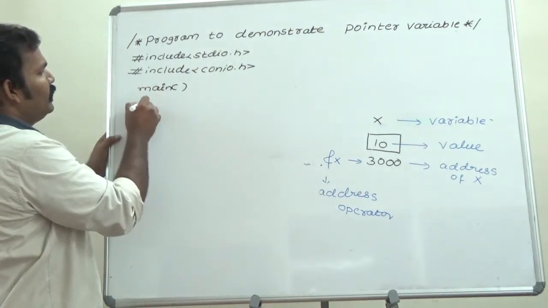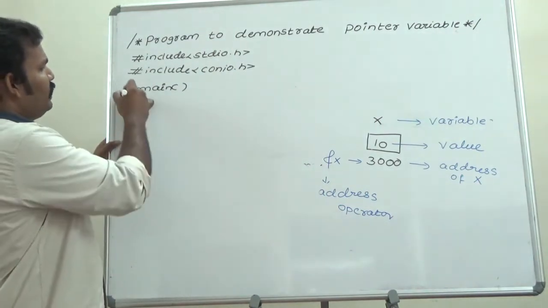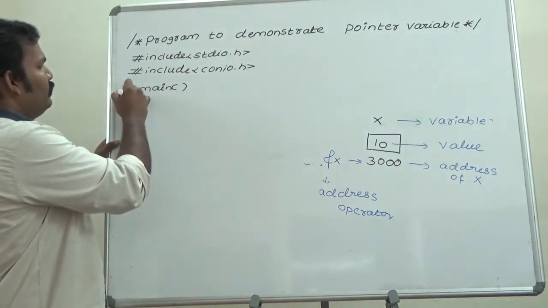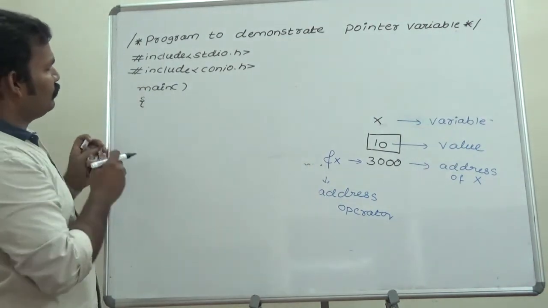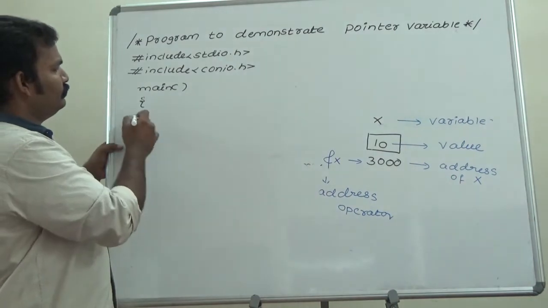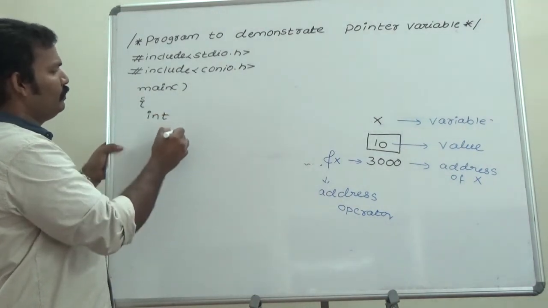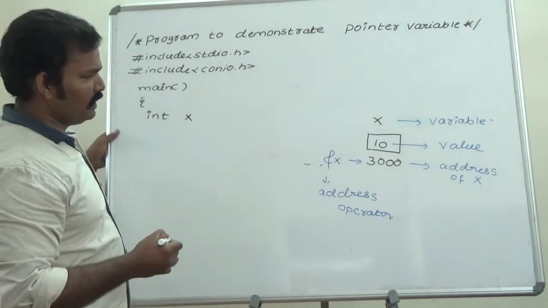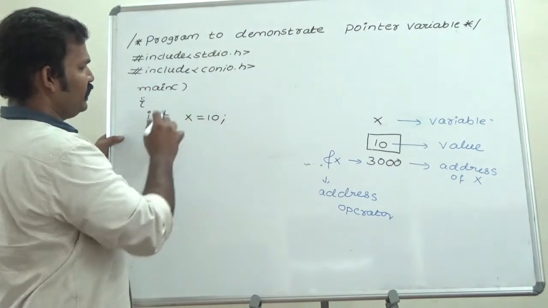Main, opening brace. We can write void main also. Void is the return type, so it should not return any value. Here I am declaring one variable x and I am assigning one value to the x variable.